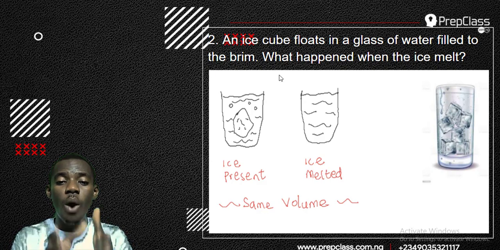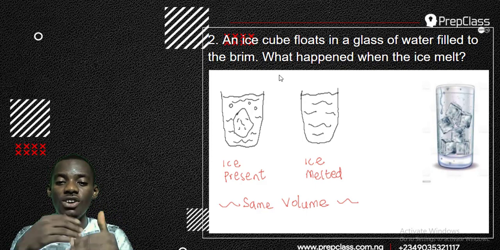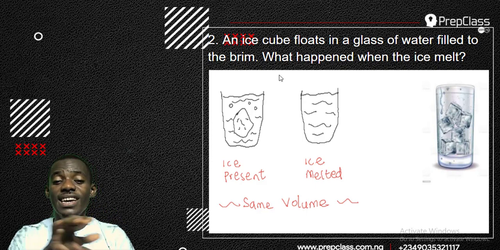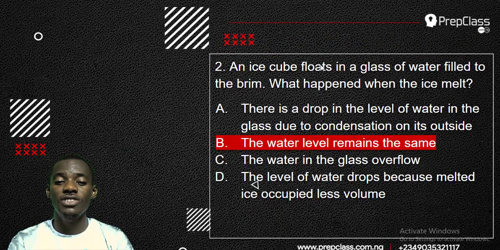So the water in the ice picture has its own space, and the ice has its own space. The ice changed to water, and that new water occupies the space of the ice. It remains the same. There is no extra quantity. So the answer to number 2 is the water level remains the same. Do you get the scope? That's the way it's been explained.